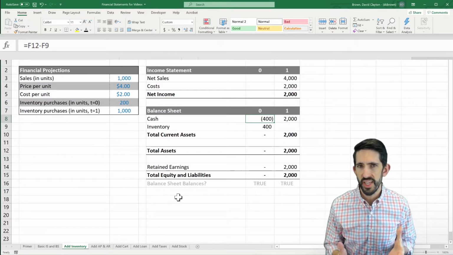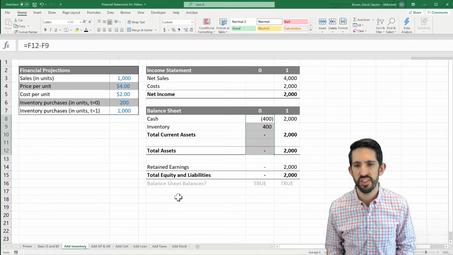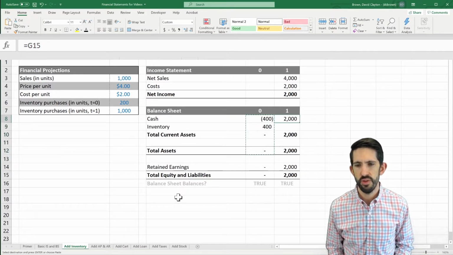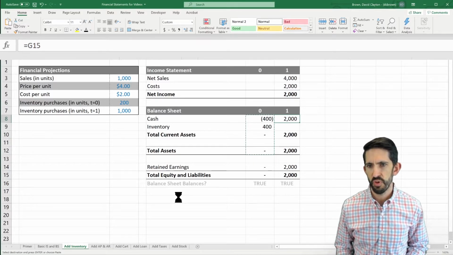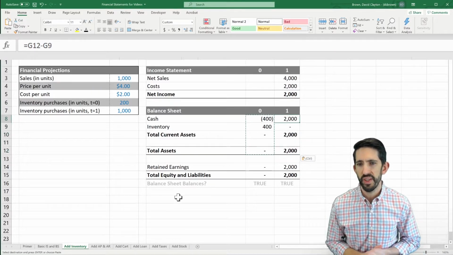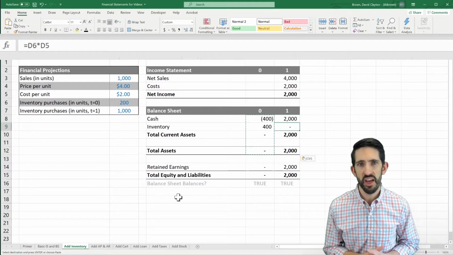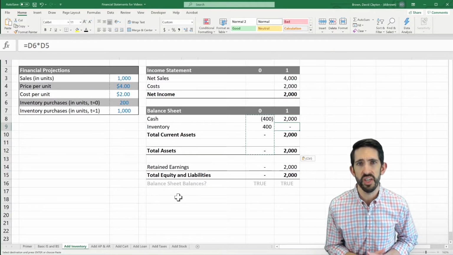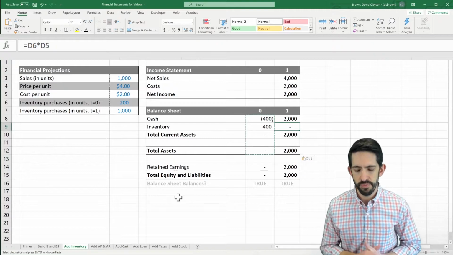So to test this and make sure it's still working, let's go ahead and just copy this formula, move it over to the next column, and let's see what we get there. Well, we get that everything's still balancing, but our inventory account is blank because we haven't modeled the inventory account yet for this next period.